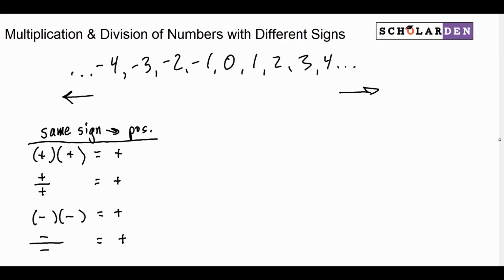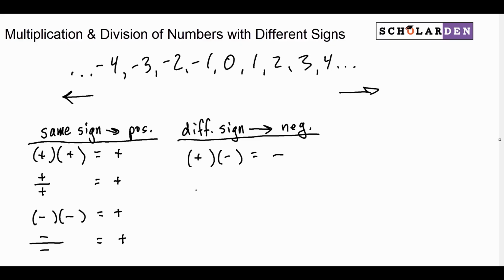So let's write that down. Different signs give you a negative number. So a positive times a negative is a negative, and a negative times a positive. And a negative divided by a positive, or a positive divided by a negative, is also a negative.